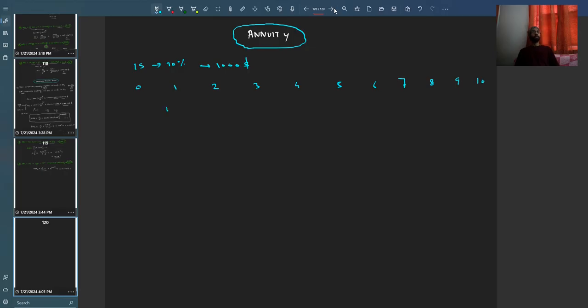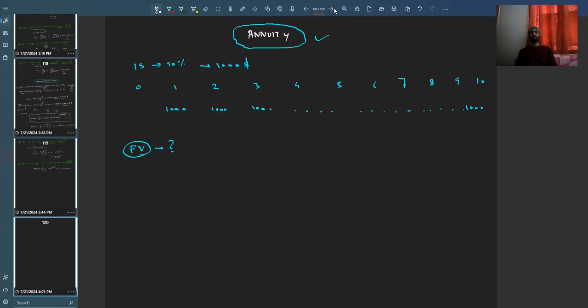So in year 1 you give $1,000, in year 2 you give $1,000, in year 3 you give $1,000, and it goes on like this, even in the last year you give $1,000. Now the question is, at the end of it, what is the future value of all these investments? This is the question we want to answer, and this kind of scheme is what we call an annuity, friends.